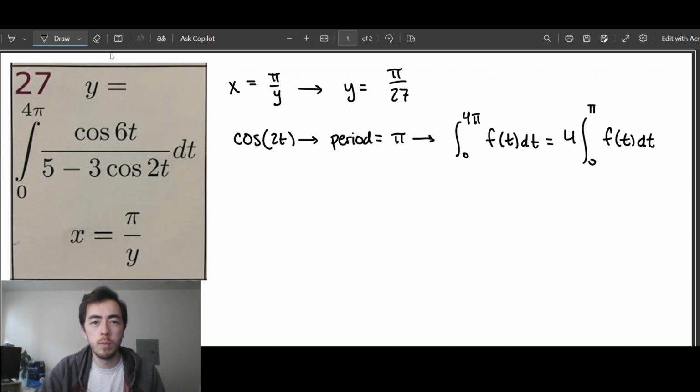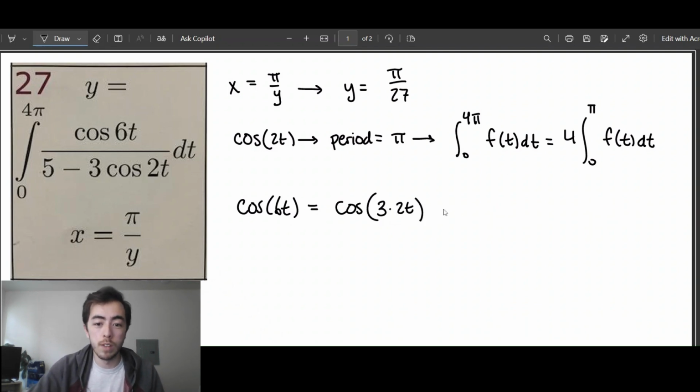Now, I feel like this problem would be a little bit easier if these things matched. What I'd like to do to this cosine of 6t is use the cosine triple angle identity to rewrite it. So I'll do 3 times 2t. That should be obvious. Then there's a triple angle identity where cosine of 3 theta can be rewritten as, I have it pulled up right here on my phone, 4 times cosine cubed of theta minus 3 cosine of theta.